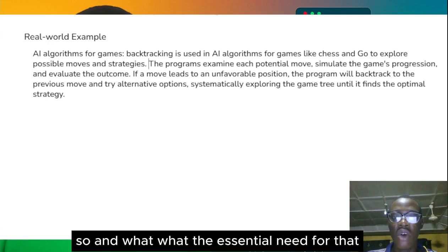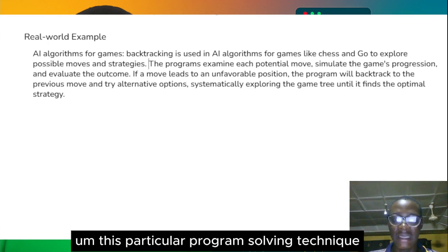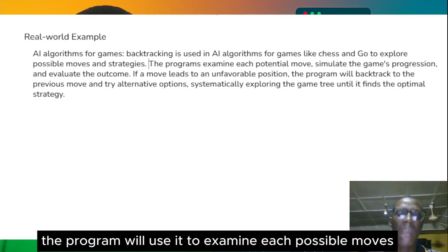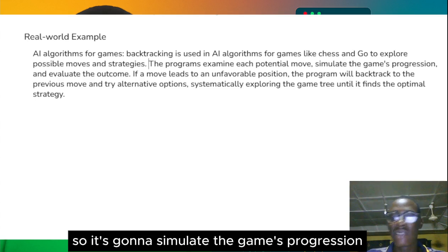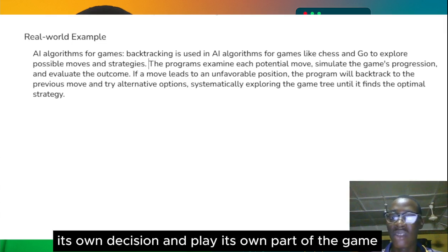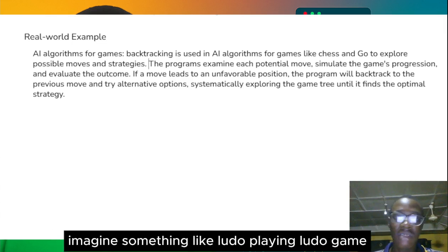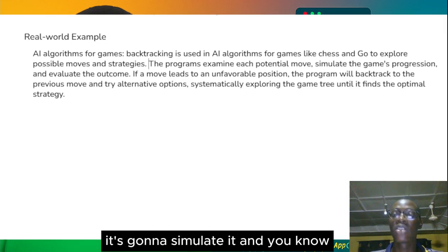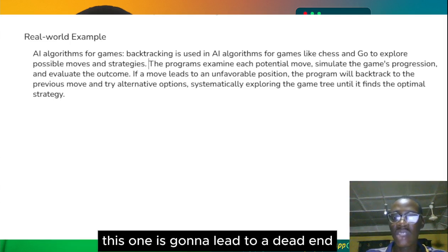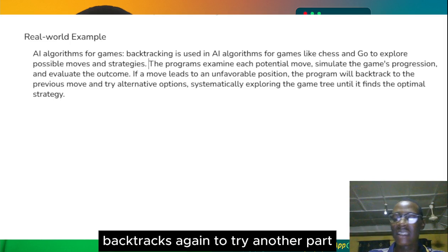And what is essentially needed in such a game is that the program will use this problem solving technique to examine each possible move. So it's going to simulate the game's progression and evaluate the outcome. Before the computer makes its own decision and plays its own part of the game, it's going to simulate. Imagine something like playing a Ludo game. It's going to simulate it and try every possible move, and then backtrack. Whenever you try one and you see that this one is going to lead to a dead end, it backtracks again to try another path.